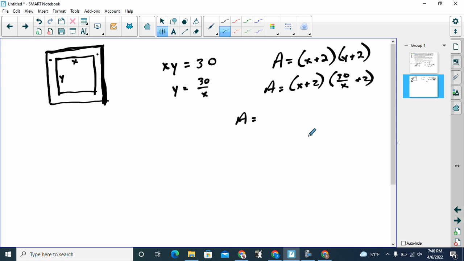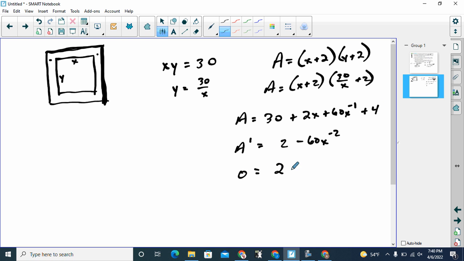So x times 30 over x is just 30. Here I get 2x. Here I get 60 over x. I'll write that as 60x to the negative first, and then plus 4. So when I take the derivative, the derivative of 30 is 0, the derivative of 2x is 2. This is minus 60x to the negative second, and the derivative of 4 is 0.